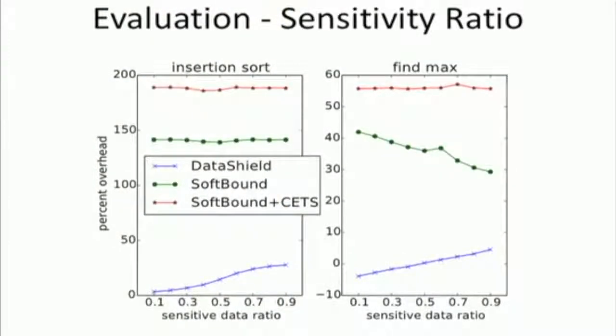Going on the bottom axis from left to right, that's a higher percentage of sensitive data. As our hypothesis was, as we increase the amount of sensitive data, we're executing more and more checks, and our overhead is increasing. For a point of comparison, we have SoftBound and SoftBound CETS. Those are two mechanisms that give complete memory safety. SoftBound is complete spatial safety.